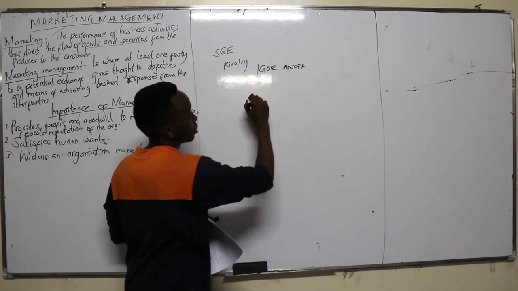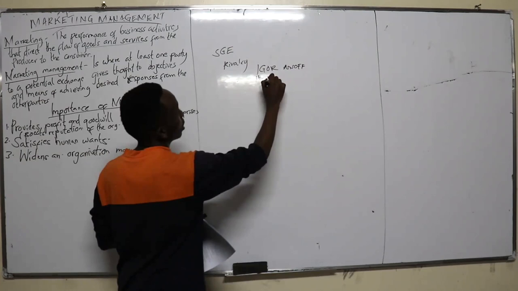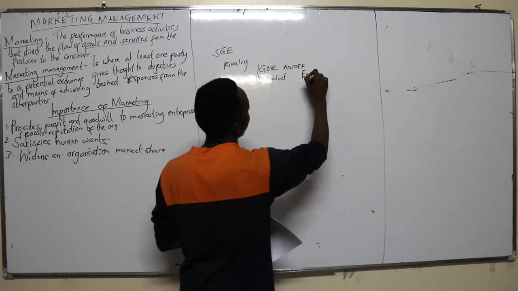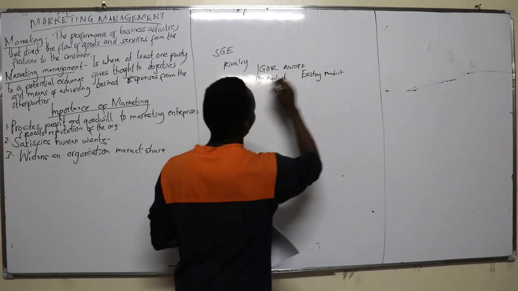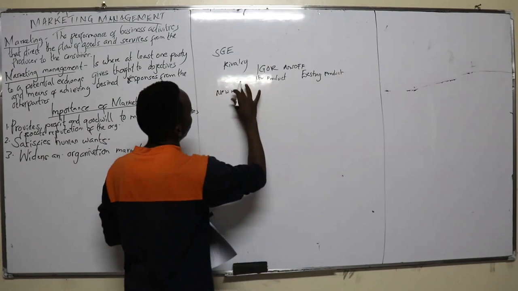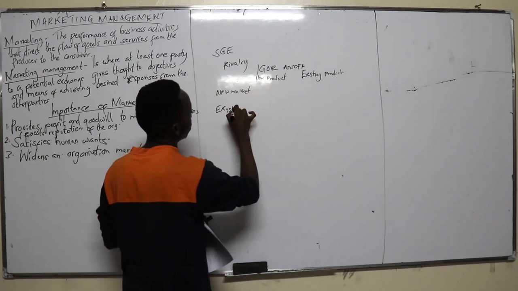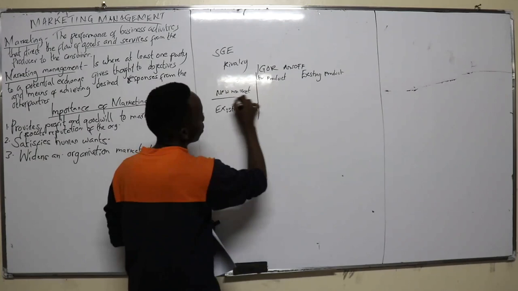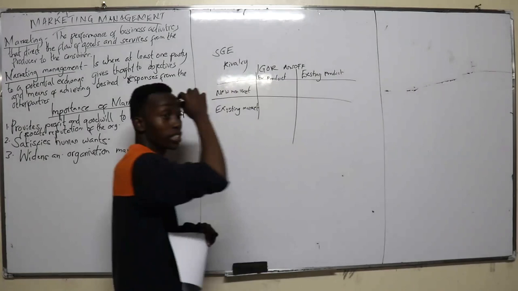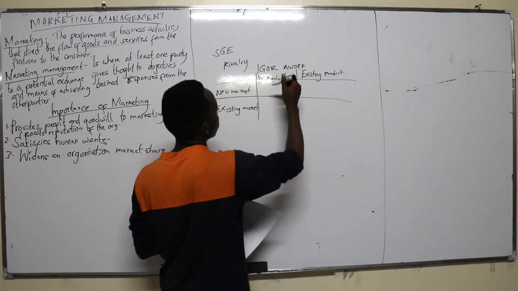So what that meant is, you come up with either a new product or an existing product, or you move to a new market, or stay in the same existing market. So this matrix helped you to identify different ways in which you can still stay in business.